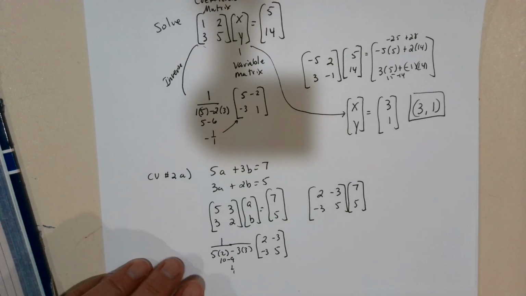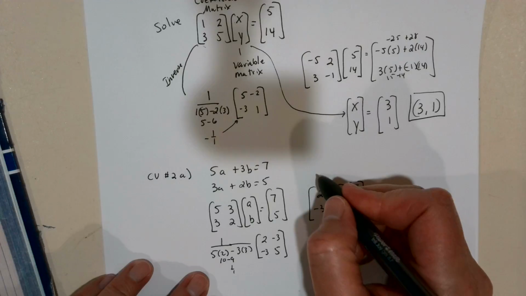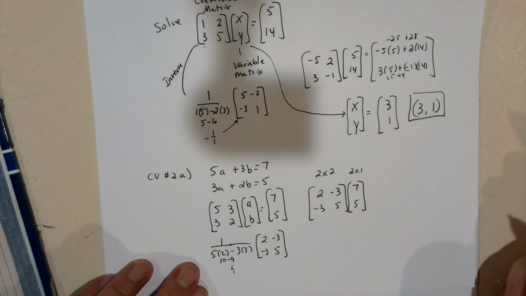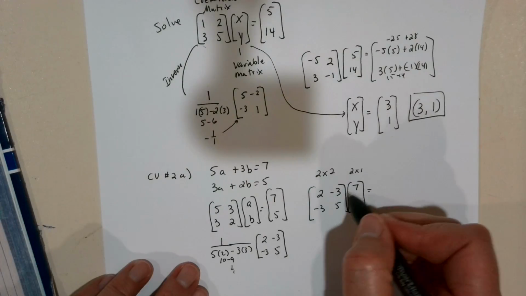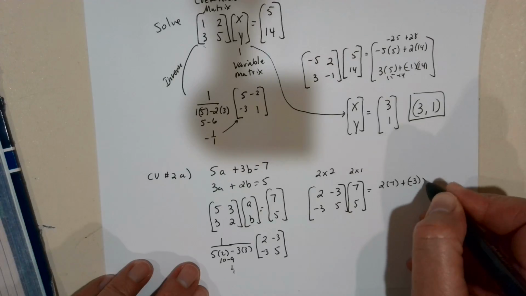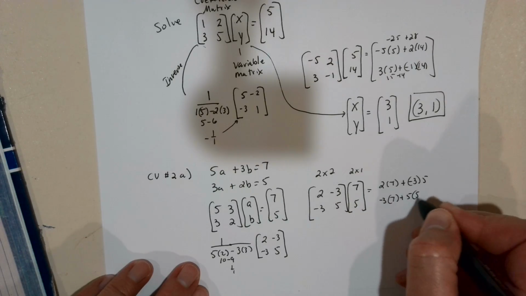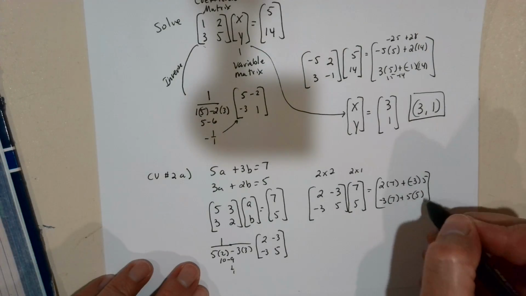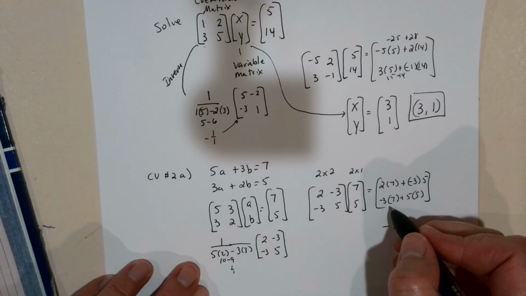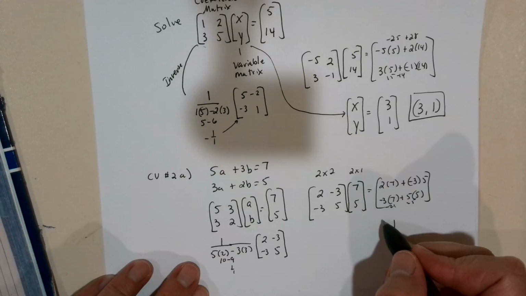Remember, order is important, and you wouldn't even be able to multiply it if you reverse the order, because this is a 2 by 2 and this is a 2 by 1. If you reverse it, they won't multiply together. So we're going to multiply our row by column. We have 2 times 7 plus negative 3 times 5, and negative 3 times 7 plus 5 times 5. So I get 14 and negative 15 gives me negative 1. Here I've got negative 21 and 25 gives me a positive 4.